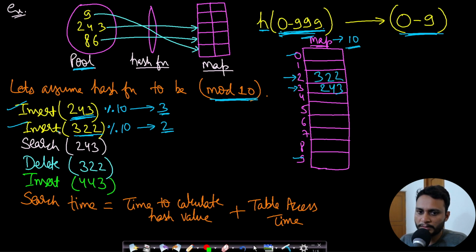Now in this case, what is the time of insertion? Actually we are applying only the hash function and accessing that index on the map. So applying the hash function is just O(1) time.